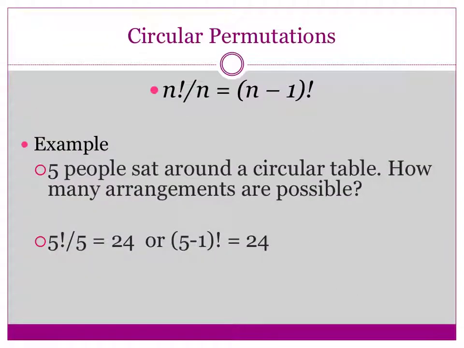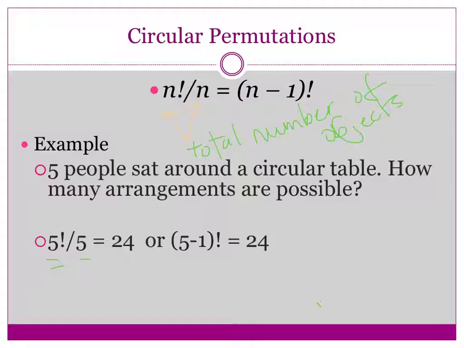Circular permutations, one that we're not really going to deal a lot with. We're going to just discuss it a little bit in this lesson, but we're not going to spend a lot of time on it. 5 people sat around a circular table. How many arrangements are possible? And again, n still represents the total number of objects. In this example, we have 5 people, hence 5 factorial. And then we have to divide out by 5.